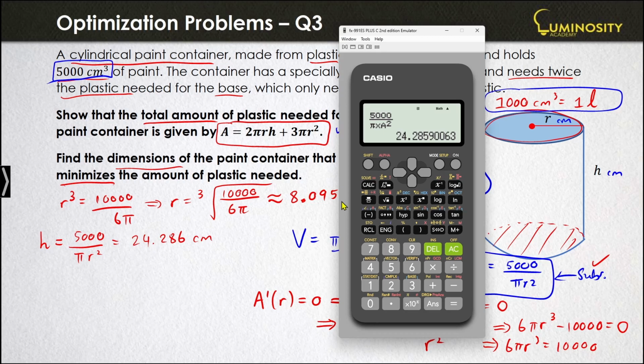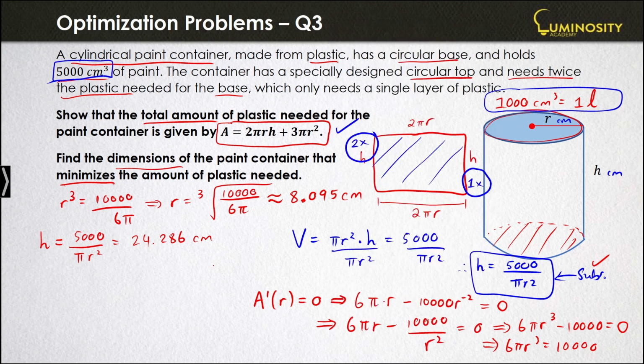Those are important. Okay, so let's say to 3 decimal places, the radius has to be 8.095 centimeters and the height needs to be 24.286 centimeters. Okay, so those dimensions will minimize the amount of plastic you need. And to find out how much plastic, if we wanted that information, we know the formula A here is 2 pi rh plus 3 pi r squared.